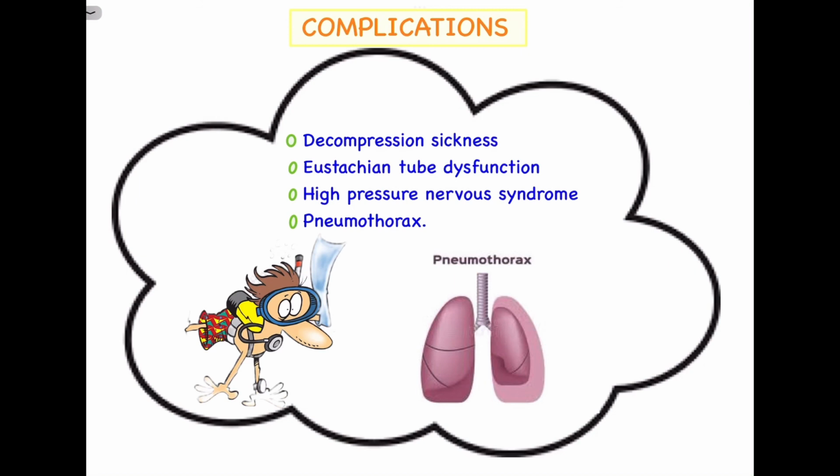Also, eustachian tube dysfunction can happen. Pneumothorax, again, is an absolute contraindication and a complication of HBO therapy as well. And high pressure nervous syndrome, because the patient is not routinely exposed to such an increased amount, percentage and pressure of oxygen. So definitely high pressure nervous syndrome is a very common finding. It can happen. So even if you remember two or three complications, it's sufficient. I think decompression sickness, pneumothorax and high pressure nervous syndrome would be very easy to remember given the logic behind it.